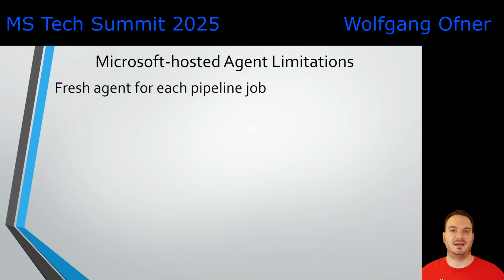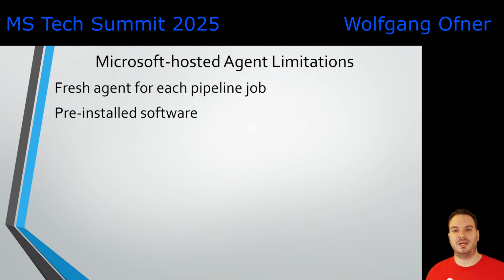As with everything, there are not just upsides, there are also downsides. And so the Microsoft hosted agents come with some limitations. The first limitation is every time you run a new pipeline job, you get a new agent. The problem with this is that you can't do any caching. So for example, if you have a Docker image and you build a Docker image, the first time it takes a long time, but the second time you build it, you can reuse everything that hasn't changed because it's cached, so it's very fast. But with the Microsoft hosted agent, you have to rebuild it every time.